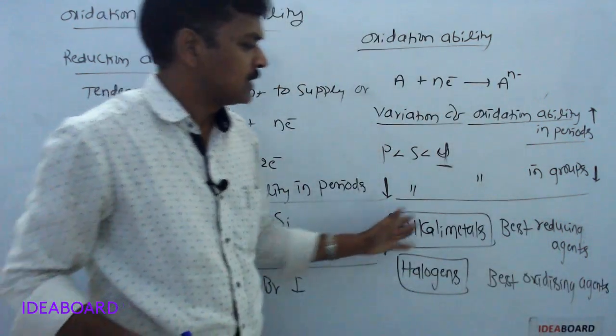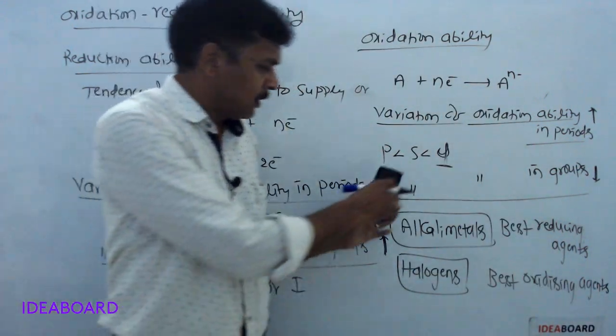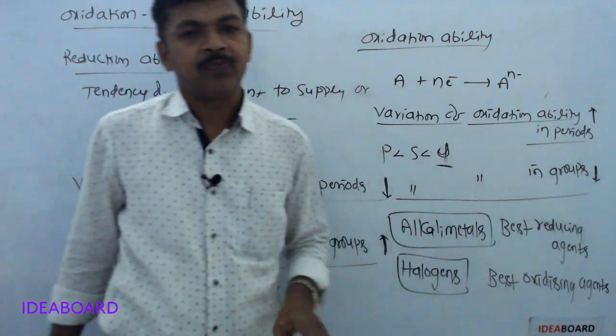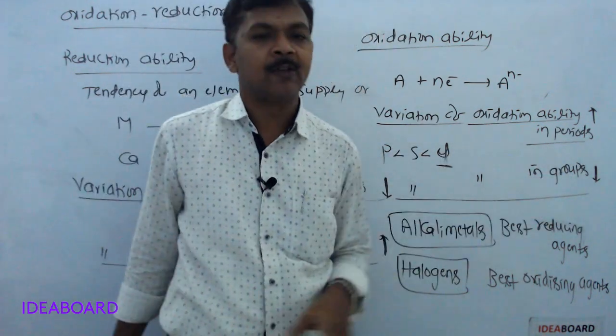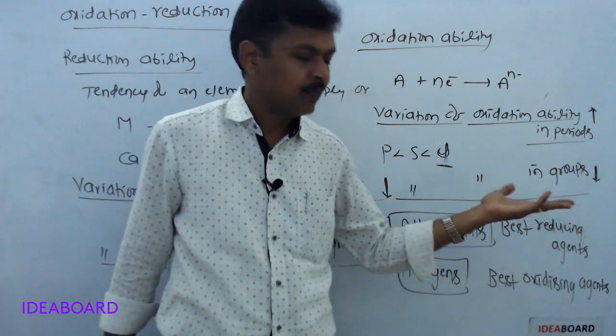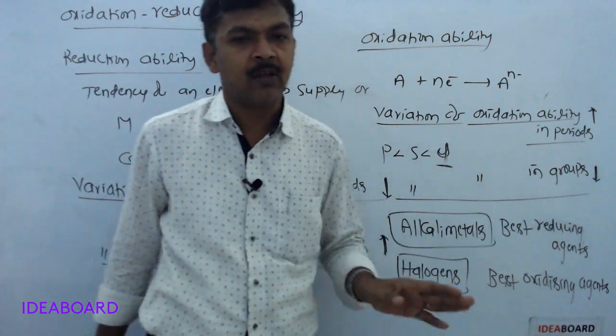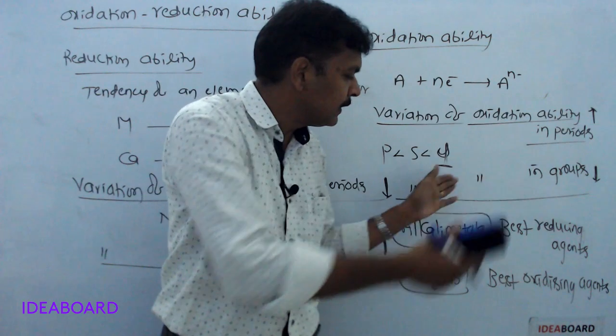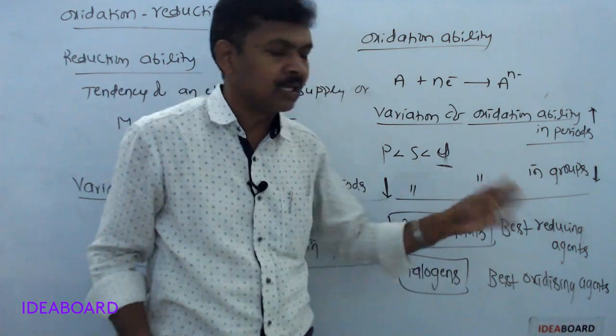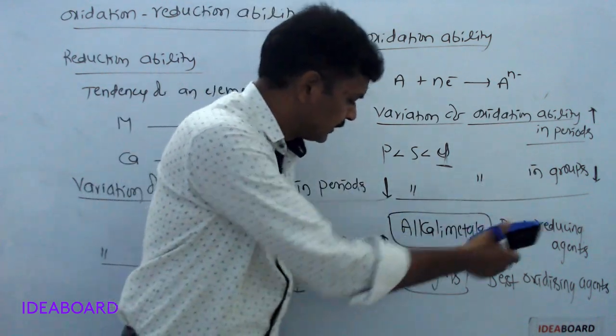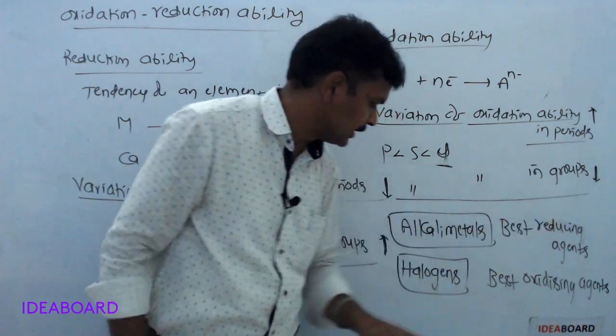Because in the case of alkali metals, if they lose one electron, they'll get a stable configuration, that is octet configuration, or zero group elements configuration. That's why they have more tendency to lose the electron. So they are the best reducing agents. Alkali metals are the best reducing agents.